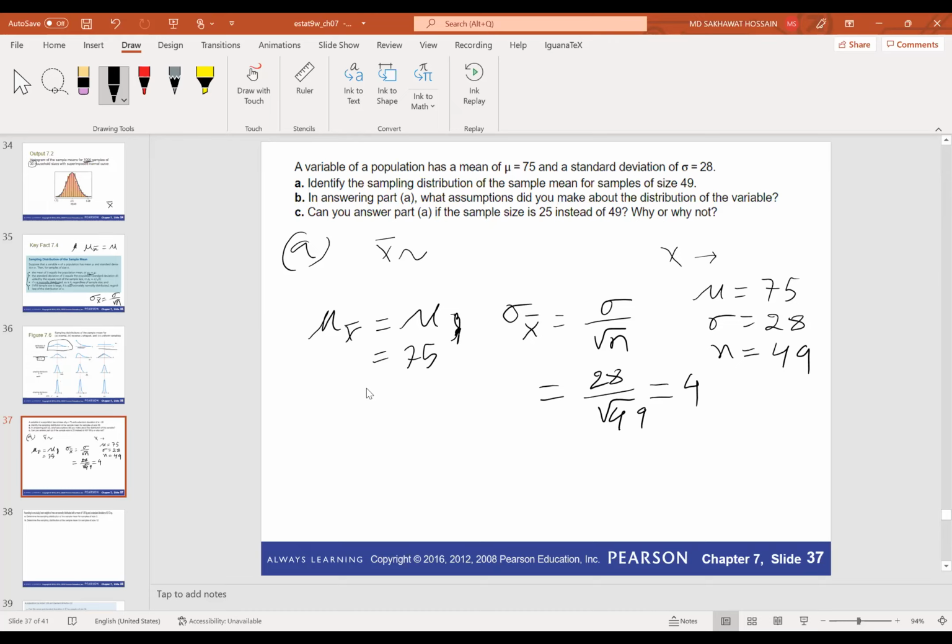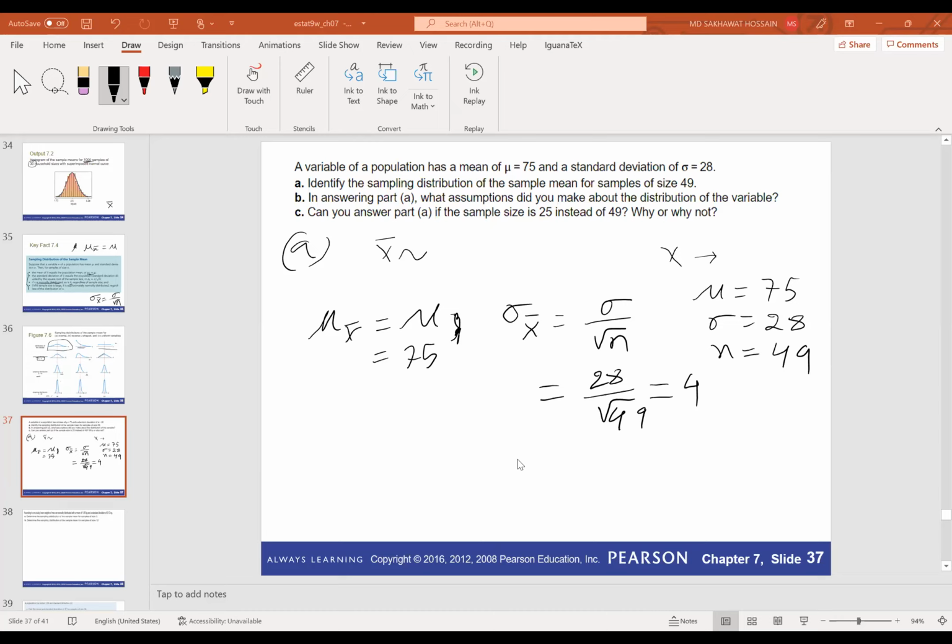So we have the mean and we have the standard deviation. Now we need to determine the shape of the distribution, whether it is normal or something else. So what do you think? Will the distribution of X bar be normal? Anyone? Yes, it will be a normal distribution. Why? Because the central limit theorem says that if the sample size is large, then it is approximately normal.